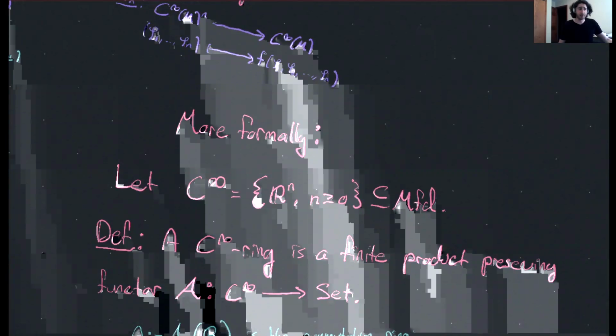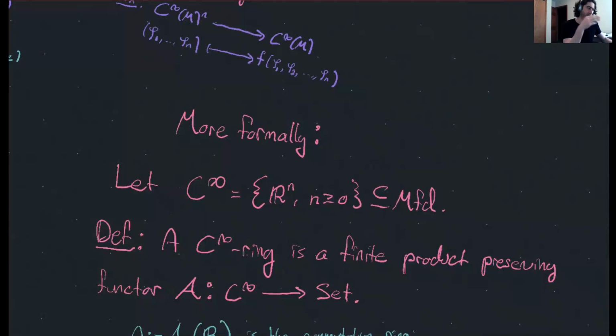So the actual definition is, just for notation, to be kind of funny, you say that C-infinity is the subcategory of the category of manifolds on the R^n's, okay? It's just kind of a cheeky thing to do because if you think about this as a Lawvere theory, then it's a C-infinity algebra. So anyway, that's just because you're calling it C-infinity. But a C-infinity ring is just a finite product preserving functor from this category to sets.